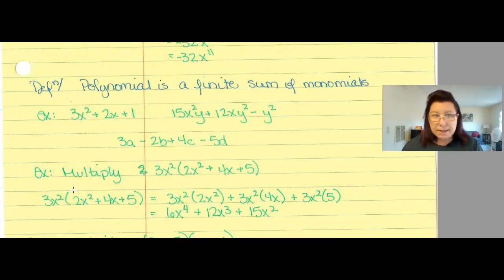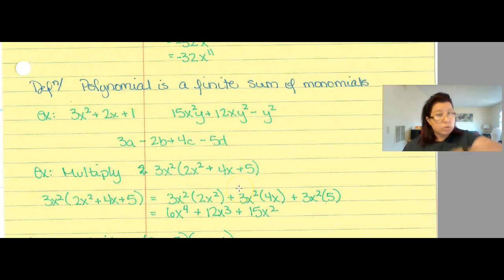Now let's start to multiply our polynomials with a monomial. So the monomial is on the outside, a polynomial is on the inside. We're going to use our distributive property. I'm going to need to multiply every term in the parentheses by what's on the outside. 3x squared multiplied by 2x squared. 3x squared multiplied by 4x. 3x squared multiplied by 5.